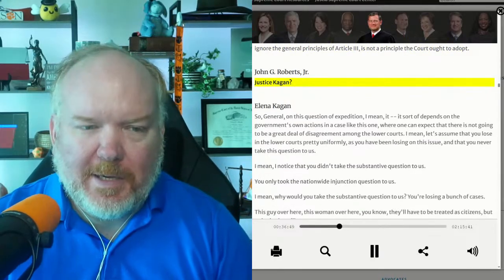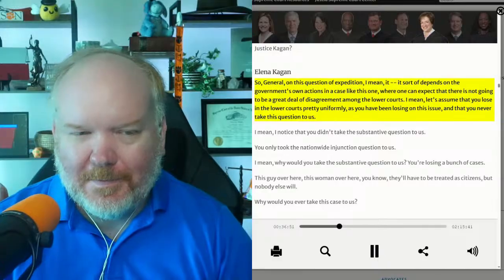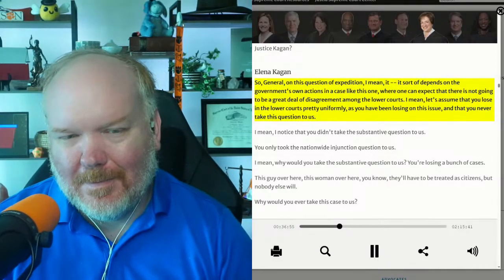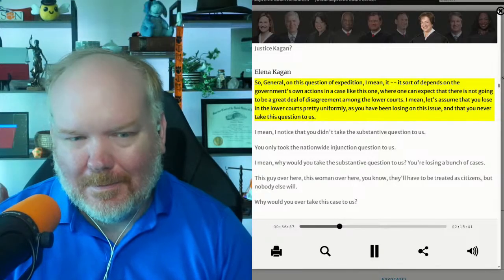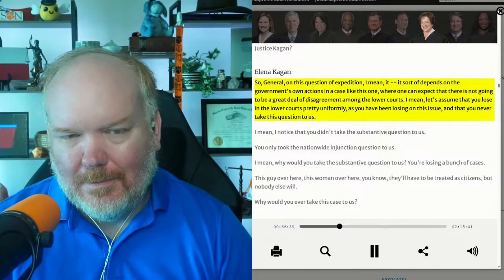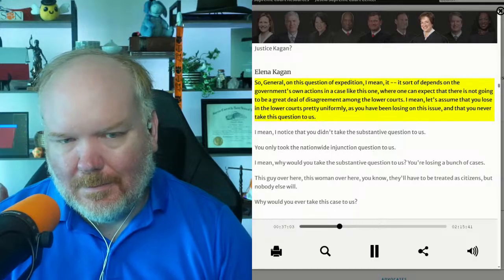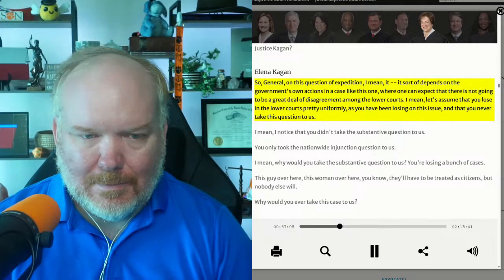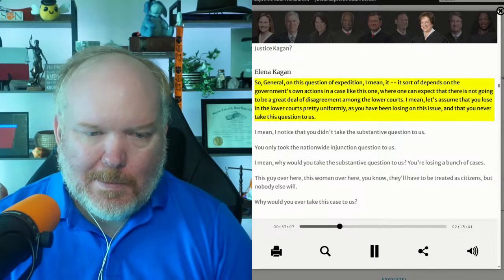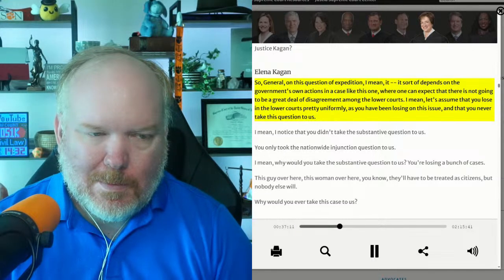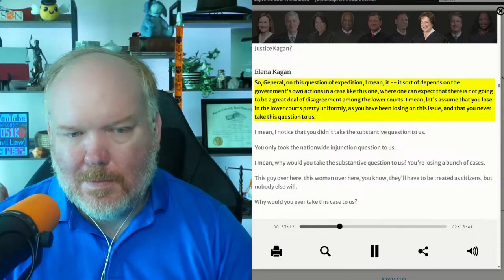Super duper clear? Really so, General, on this question of expedition, it sort of depends on the government's own actions in a case like this one, where one can expect that there is not going to be a great deal of disagreement among the lower courts. Let's assume that you lose in the lower courts pretty uniformly, as you have been losing on this issue, and that you never take this question to us.